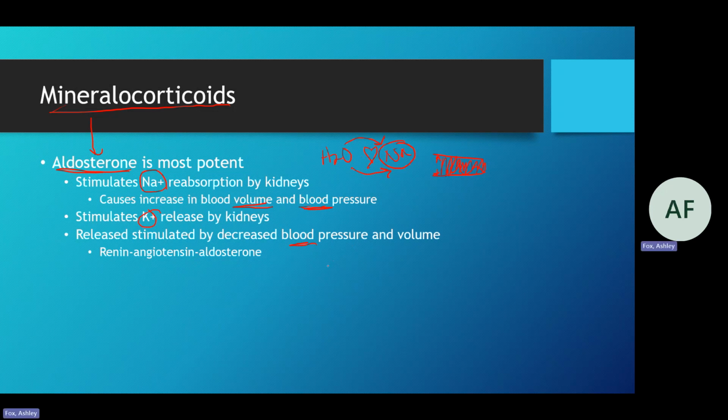And oftentimes this is caused by what we call the renin, angiotensin, aldosterone system. It can be the RAAS system. What happens is the kidneys are super sensitive to low blood pressure. They hate it. They don't like it. They want to change it. So if there's consistent low blood pressure, the kidneys are going to release renin.